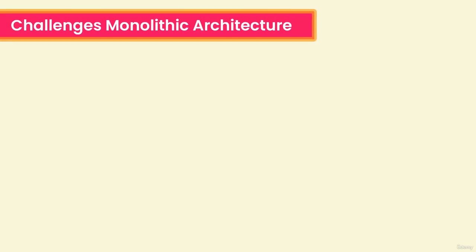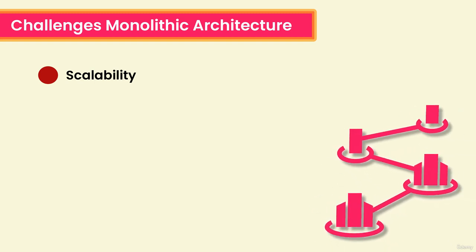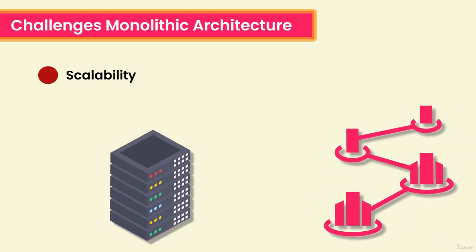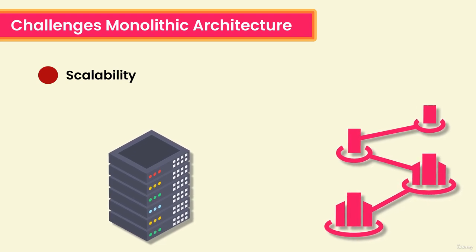Few main challenges of monolithic architectures are: first is scalability. One of the main challenges with monolithic architecture is their limited scalability. Since the entire application runs on a single server, scaling the application requires scaling the entire system, even if only a specific component or module needs additional resources. This can lead to inefficiencies and increased cost.